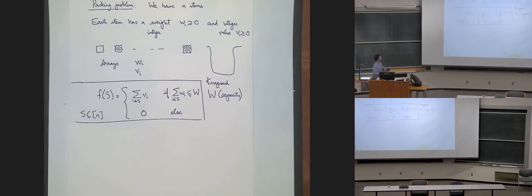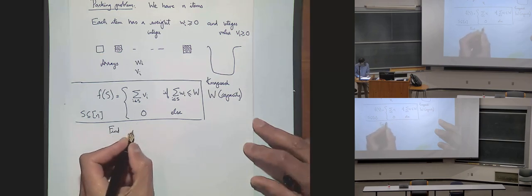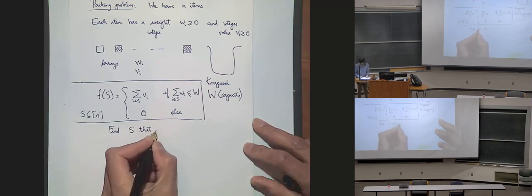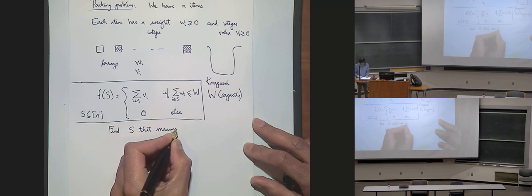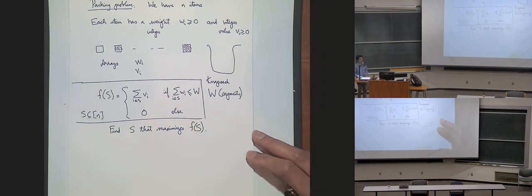What I'm saying is, if the set of items you've picked is valid with respect to the knapsack constraint, then I get a value. If it's more than that, then I say the value is 0, meaning that you're not allowed to do it. And you are trying to maximize this function. So this is a discrete optimization problem, and the aim is to find S that maximizes f of S.